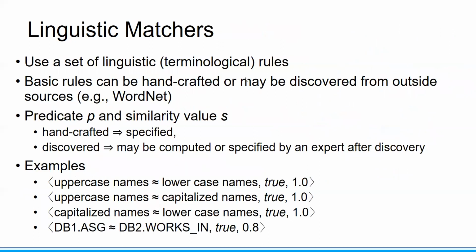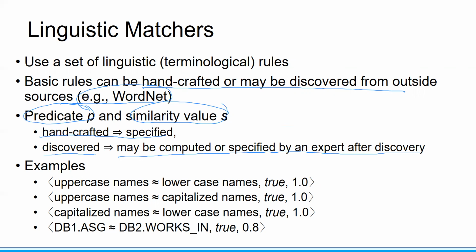When we are dealing with the linguistic, it means we have some rules. Basic rules can be handcrafted or maybe discovered from outside sources. If you are using text mining, you will understand we have WordNet, predicate, and similarity value. The predicate means something that you want to define about the function, or something that you may use to check the text. So the handcrafted is more specified, but when you want to discover, it can be computed or specified by an expert after discovery.